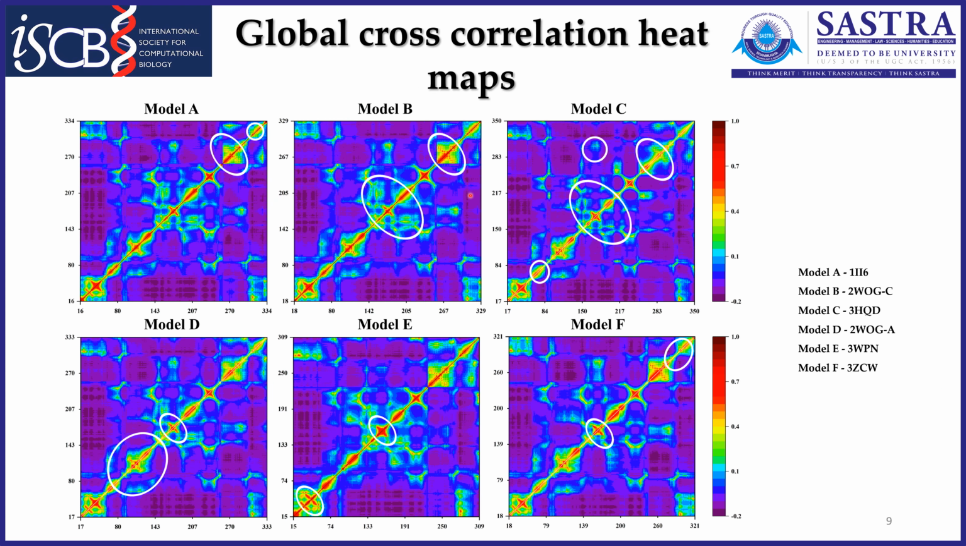The global cross-correlation heat maps constructed using all the non-zero modes show cross-correlated residue fluctuations. Although the overall cross-correlation heat maps look identical, there are slight differences between them, which are highlighted in yellow circles.